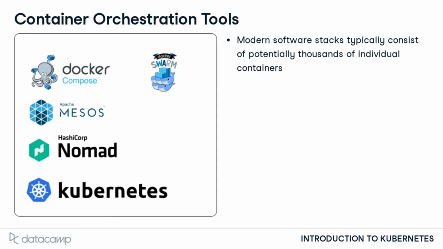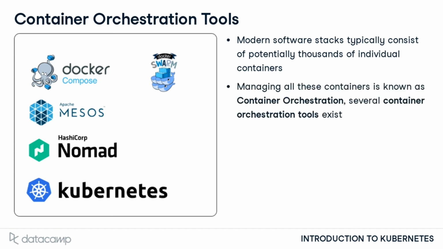Remember, these days, typical software stacks consist of many individual containers. Numbers can reach up to tens, hundreds, sometimes thousands of individual containers. Now, managing all these containers is known as container orchestration. Nowadays, we can choose from many container orchestration tools like Docker Compose, Docker Swarm, Apache Mesos, HashiCorp's Nomad, and of course Kubernetes. Kubernetes has gained a lot of popularity in recent years, and it dominates the market right now.